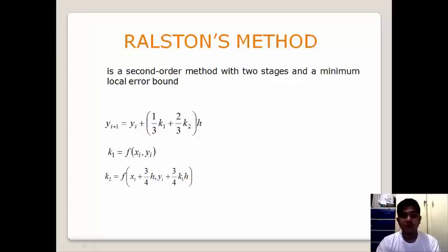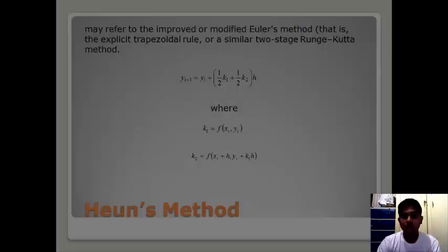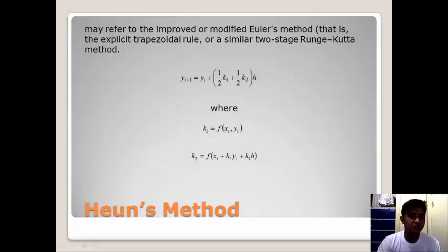Ralston's method. Ralston's method is a second-order method with two stages and a minimum local error bound. Our formula is y_{i+1} equals y_i plus 1/3 k1 plus 2/3 k2 times the step size, where k1 is equal to the function of x_i and y_i, while k2 is the function of x_i plus 3/4 times the step size, and y_i plus 3/4 k1 times the step size.